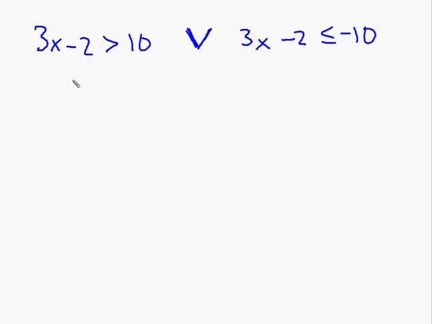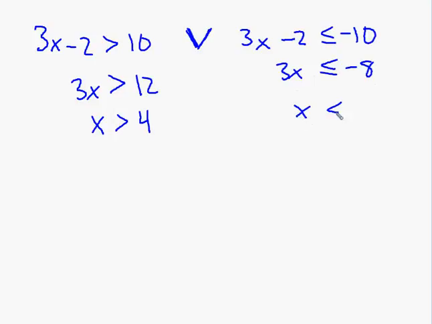Alright, so I have my OR. I solved this one, so what do I do? Subtract the 2. Add the 2. I meant add the 2. And then you divide by 3, you get 4. In this one, I add the 2, so what do I get? 8. And then we divide by 3.